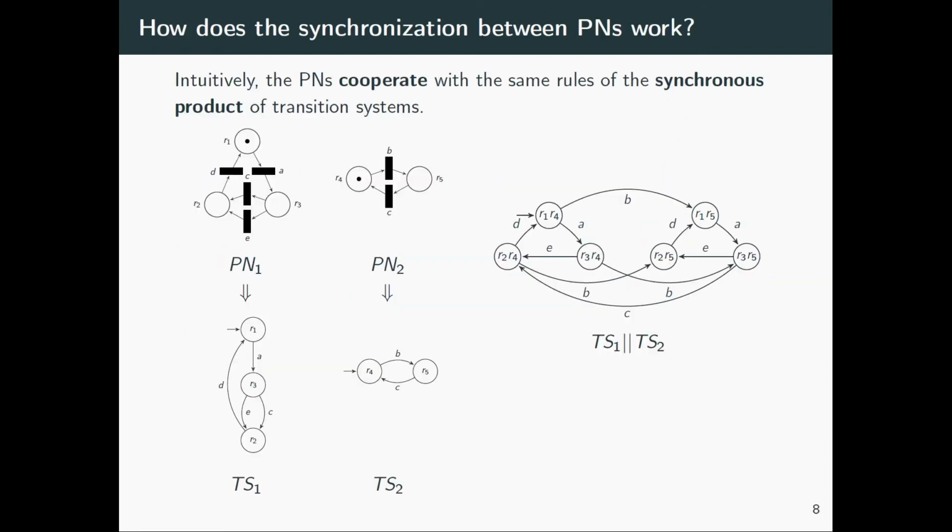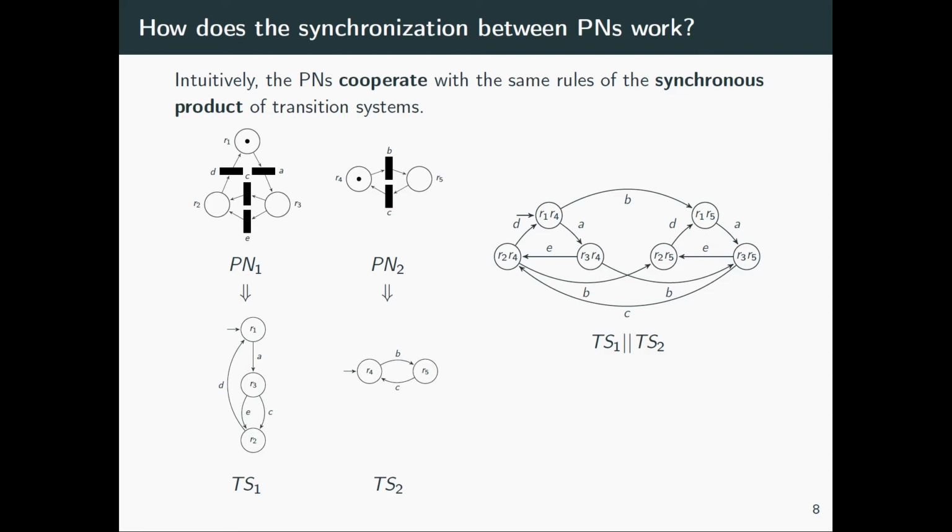Let's see how the synchronization between the Petri nets works. Basically, the rules are the same as the synchronous product of the transition systems. Looking at the example, we have two Petri nets, Pn1 and Pn2, which represent two transition systems, Ts1 and Ts2. And on our right, we also have the synchronous product of these transition systems.